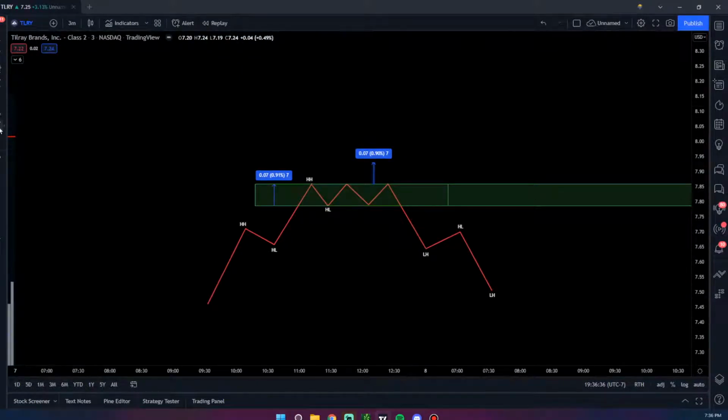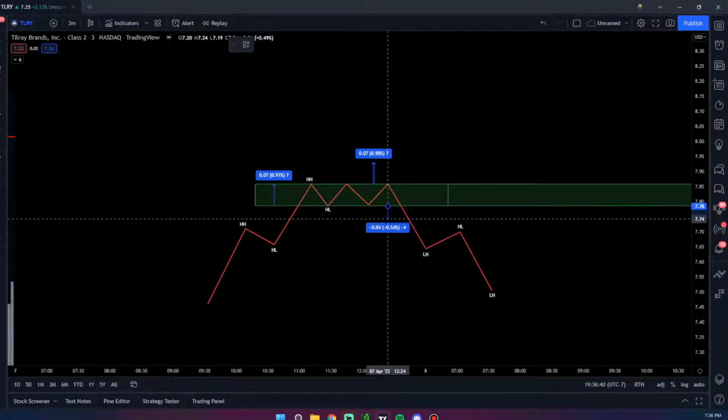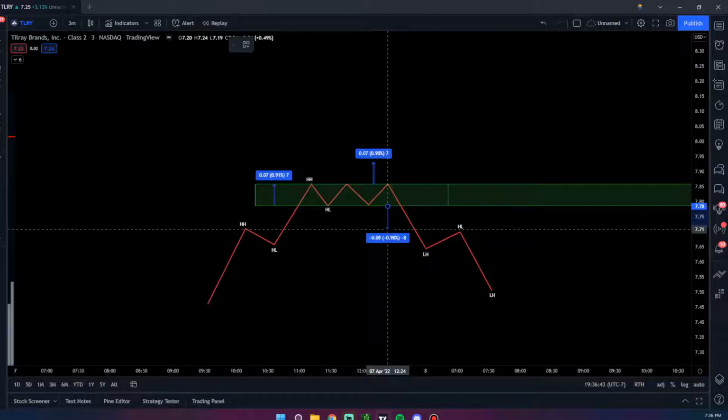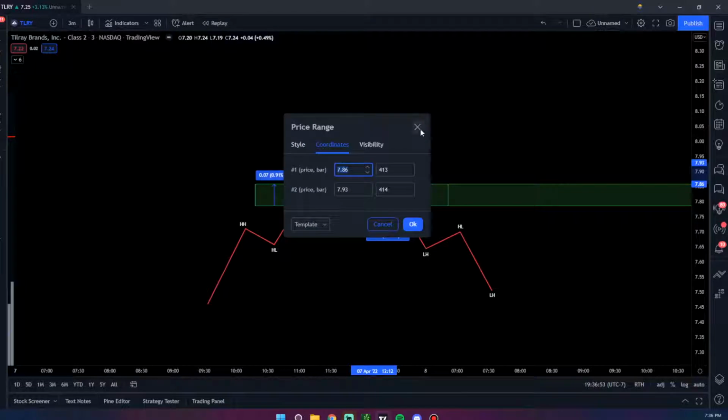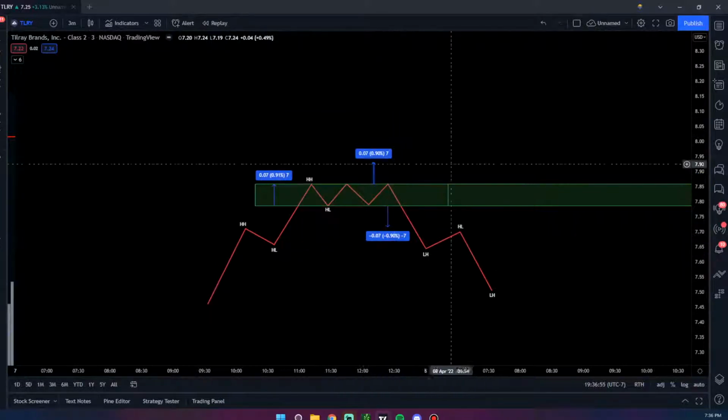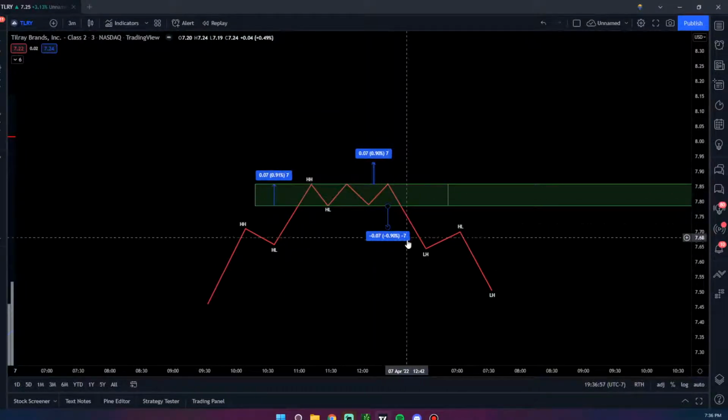And if we break down below, we're going to move 0.91% to the downside. Yeah, I can't change it to 91%. Anyway, you get the idea.